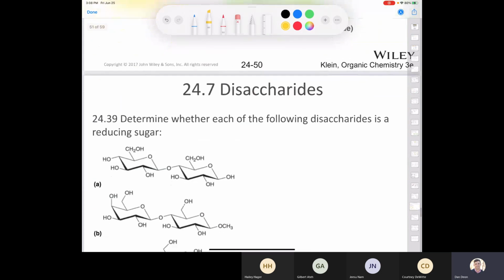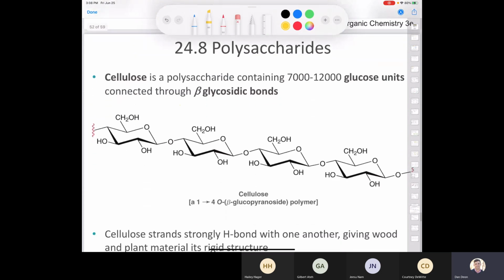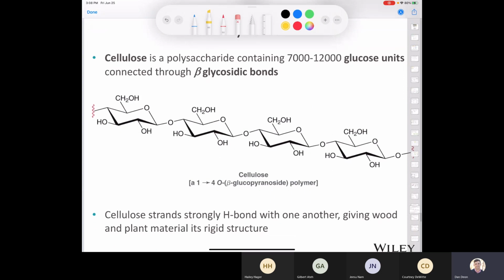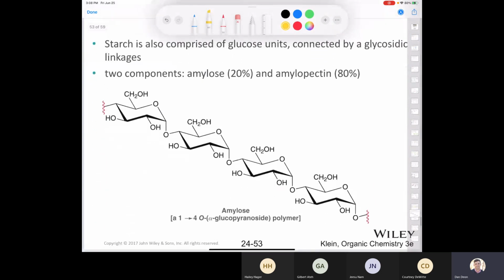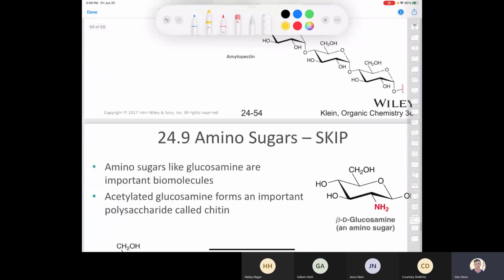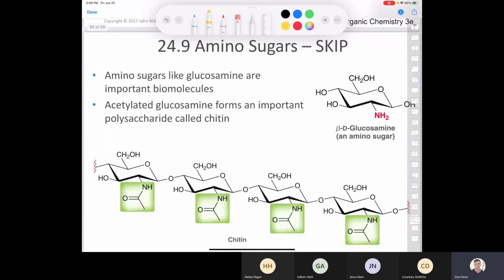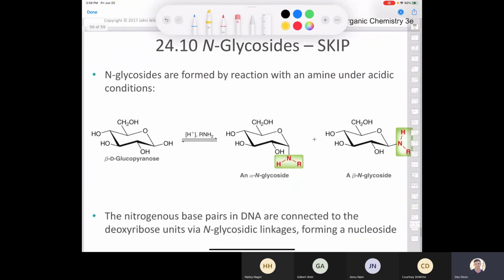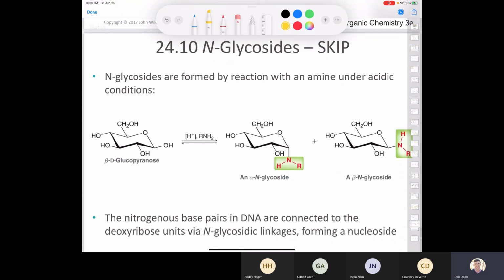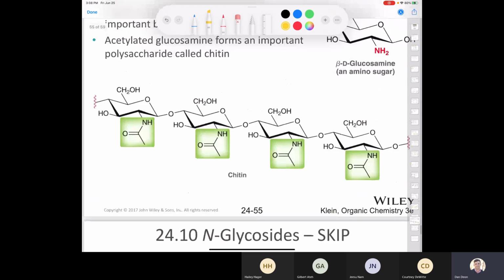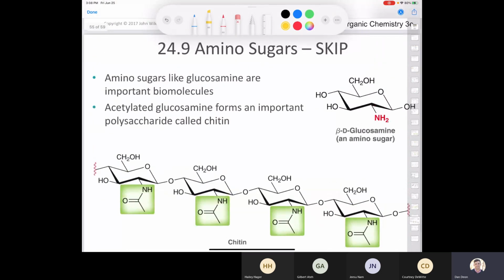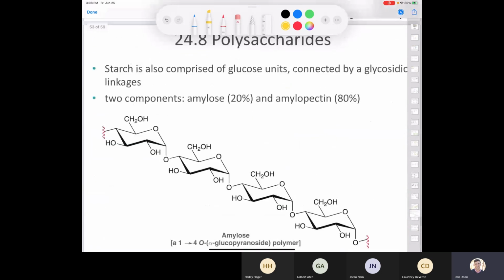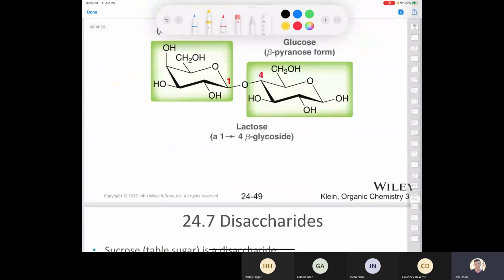Then after that, we're going to talk about polysaccharides very briefly. We'll talk about the difference between cellulose, amylose, and amylopectin. And that'll take us to the end, because we're going to skip sections 24.9, which deals with amino sugars and glycosides. If you want to take the time to read those sections, if you're biochemistry minded, it might not be a bad idea, but I won't ask you about 24.9 and 24.10 on your quiz or on the final exam.